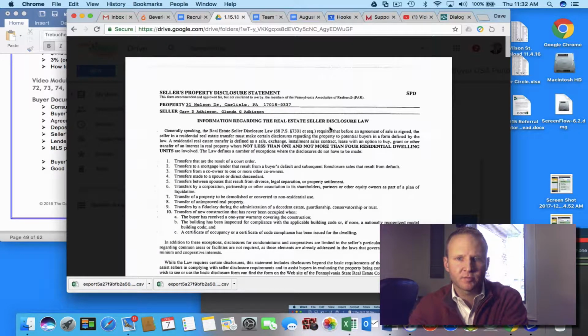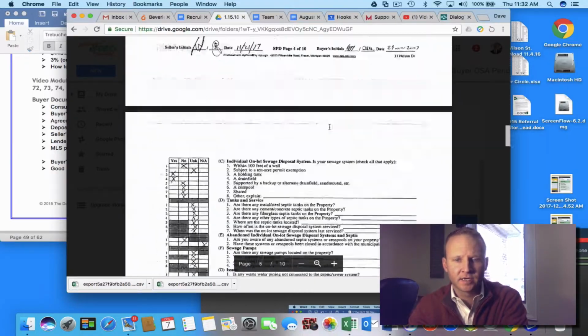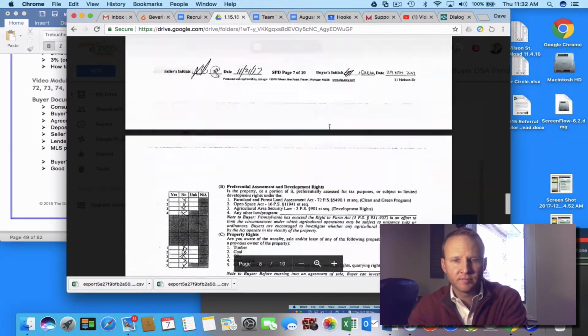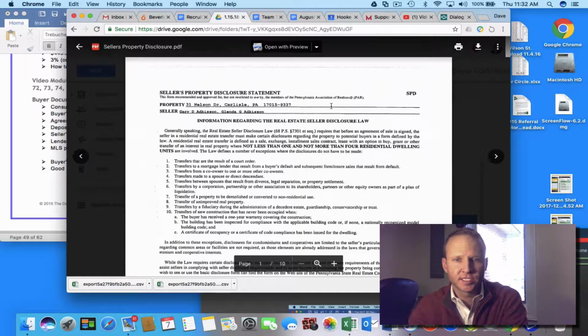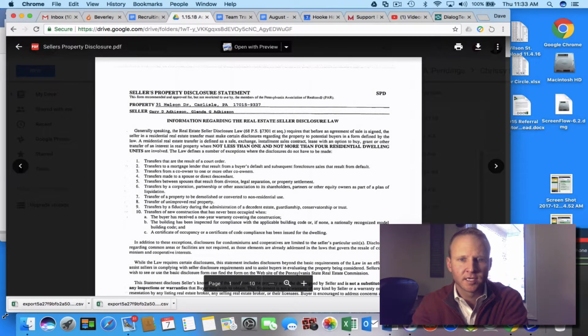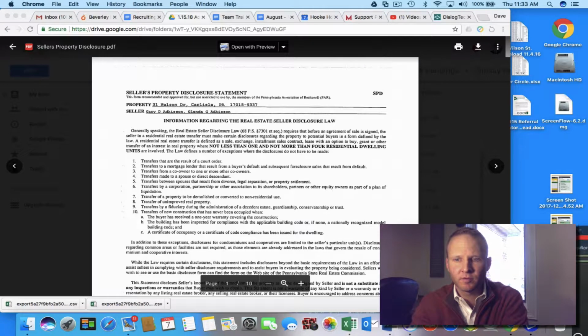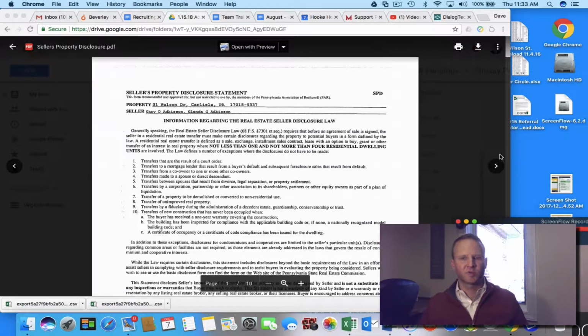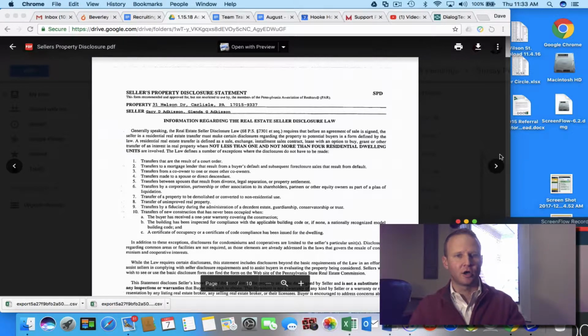And the seller property disclosure is a 10-page document. When I started, it was 4 pages. And this document is super important. It's kind of critical, the critical thing in every file, or one of the most critical things. And we're going to go through it. The purpose of this document is so the seller can comply with the real estate seller disclosure law.